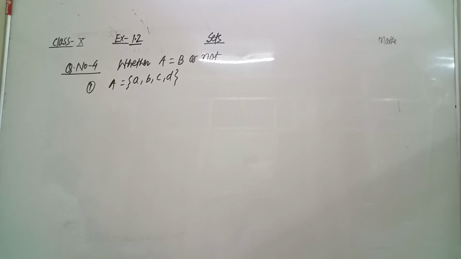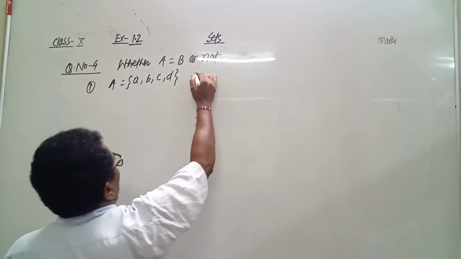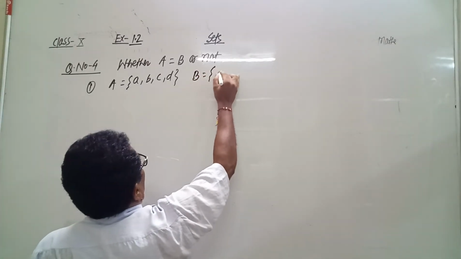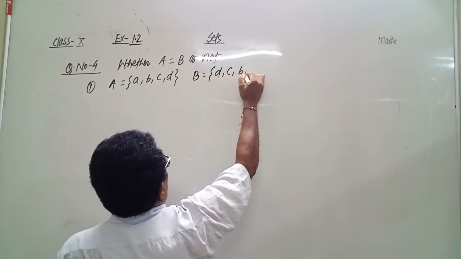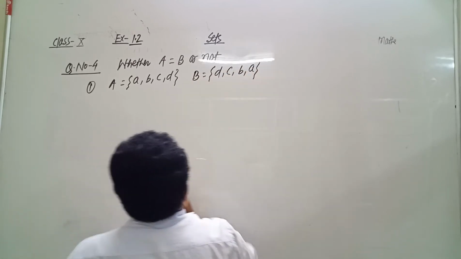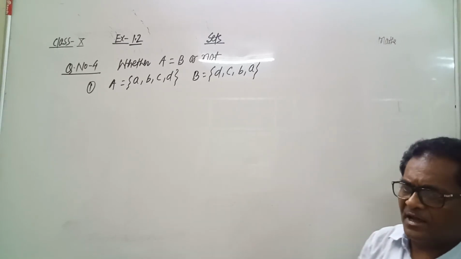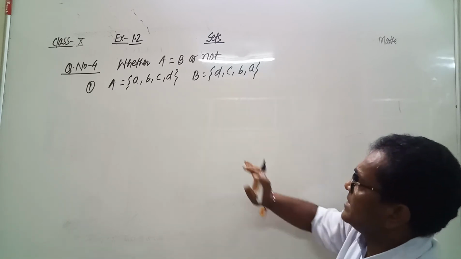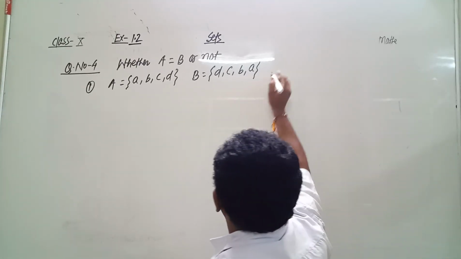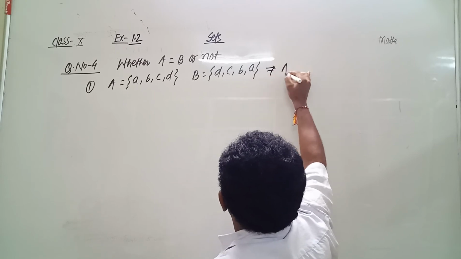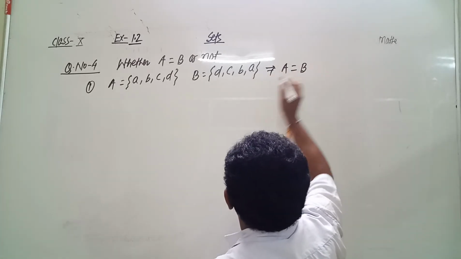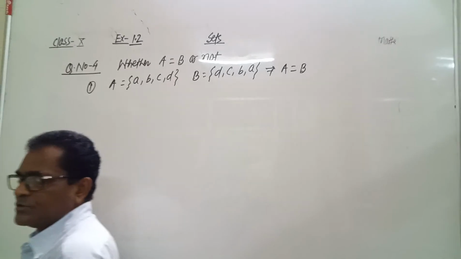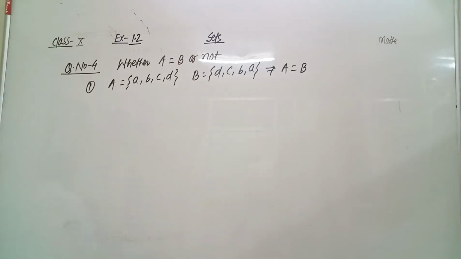Set B is {d, c, b, a}. So both sets have the same elements. Set A has the elements a, b, c, d, and set B also has the elements a, b, c, d. So here we can say that set A equals B, and they are called equal sets.